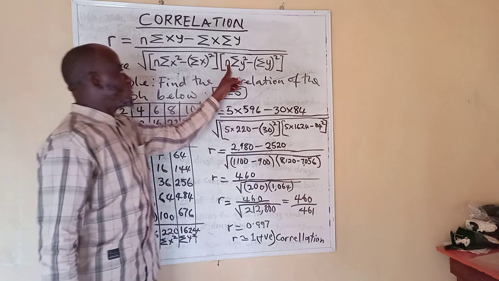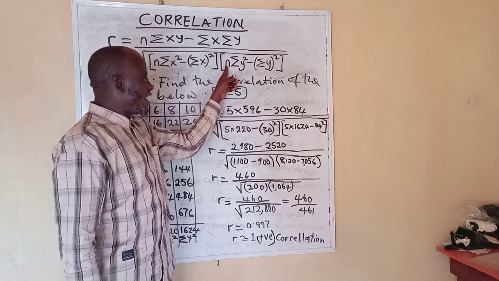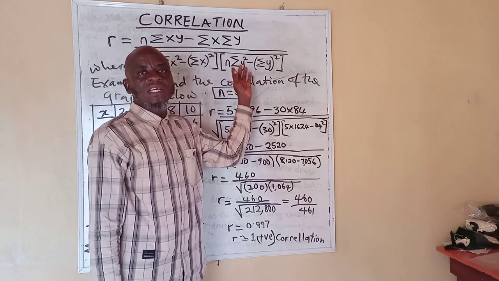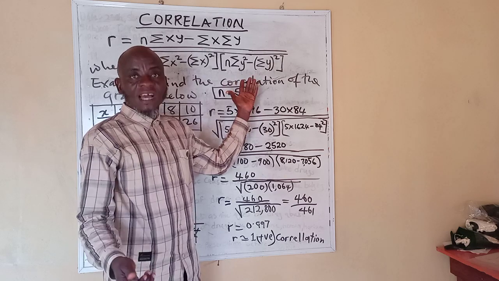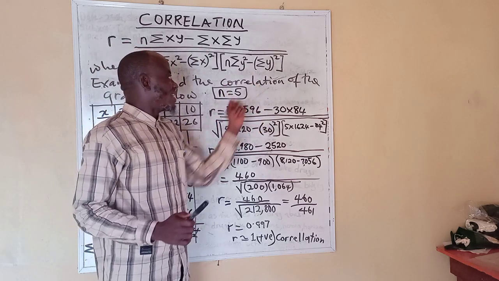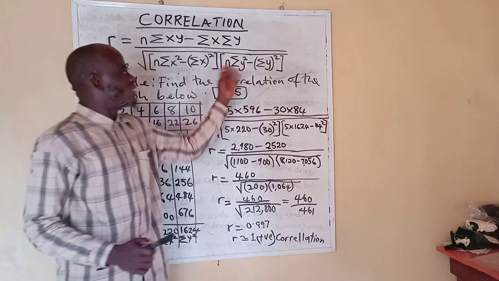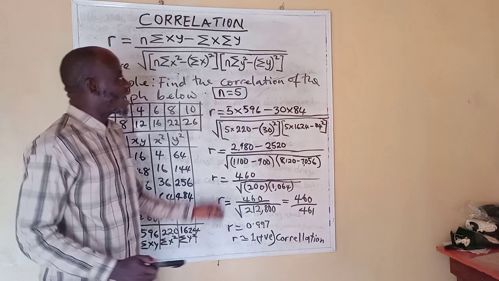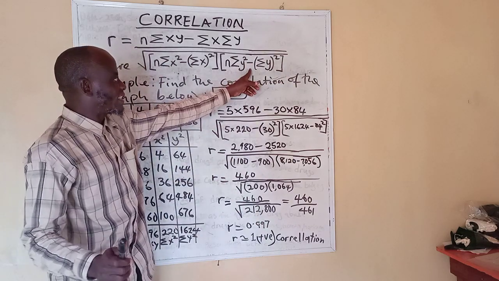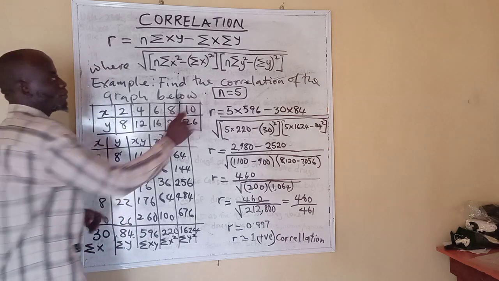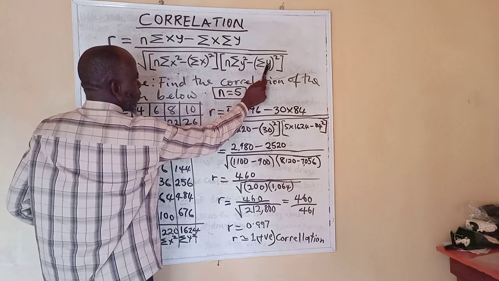So then you move to the next bracket, n, which is 5 times this. I'm taking this pain to explain so that beginners who are new to this topic can follow. But those who are science students just know that once you have all these values, you input them into the formula and your answer comes out. But for your understanding, let's go over it step by step. So minus summation y squared.